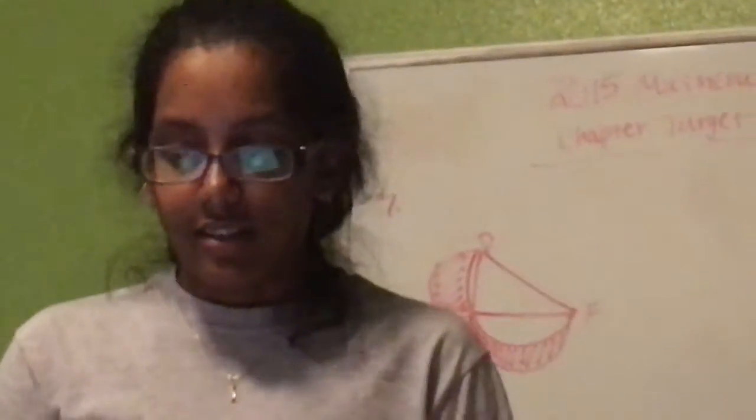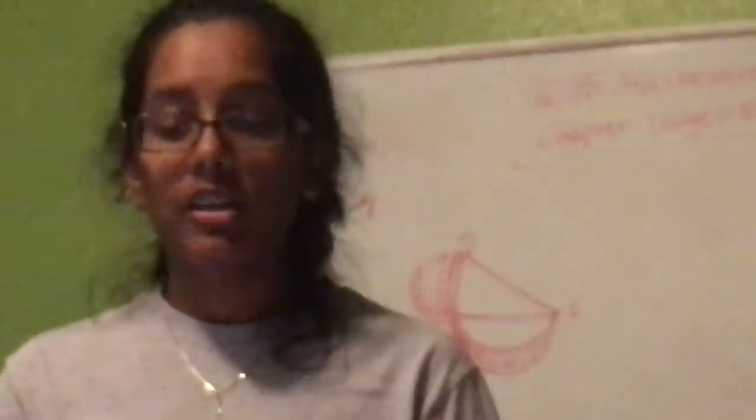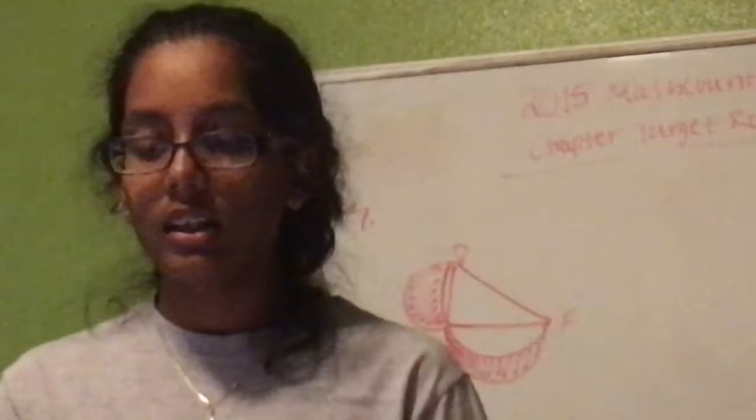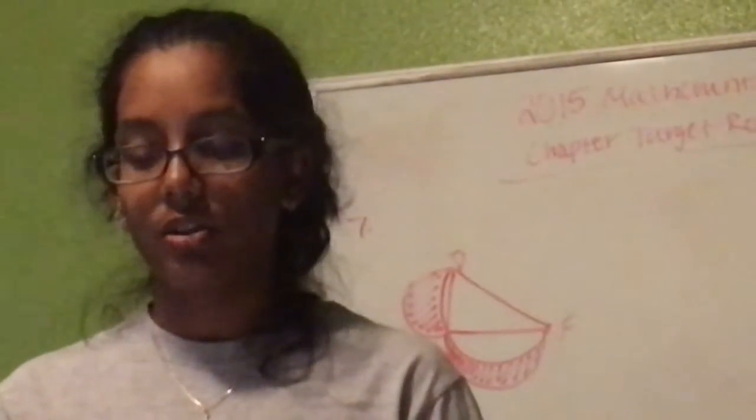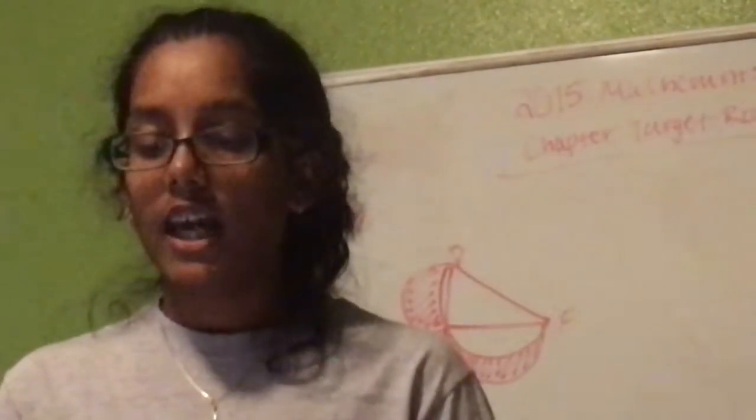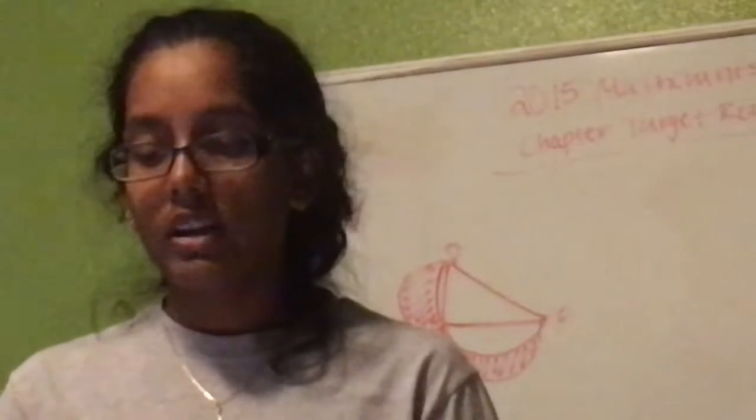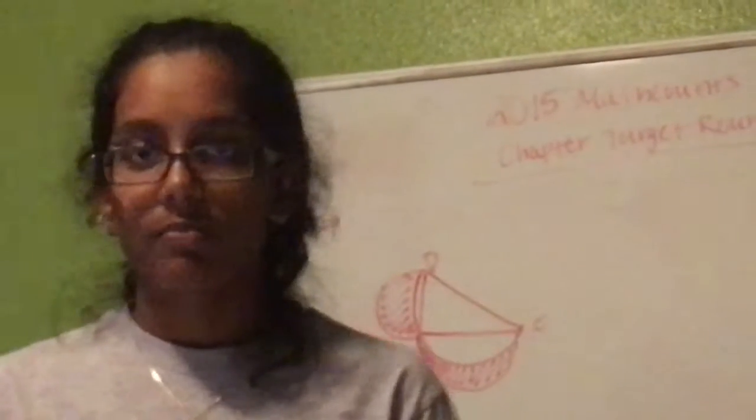Problem number 7 states, right triangle DEF with side lengths of integer length has a perimeter of 40 meters. Semicircles are drawn with diameter DE and diameter EF as shown. If arc DEF is a semicircle, what is the total area of the shaded regions?